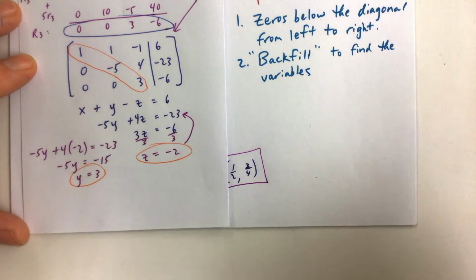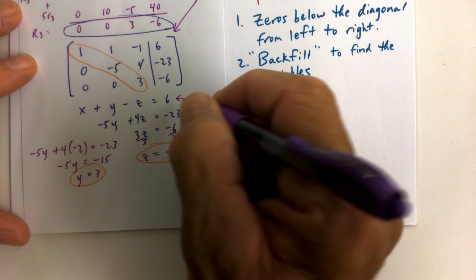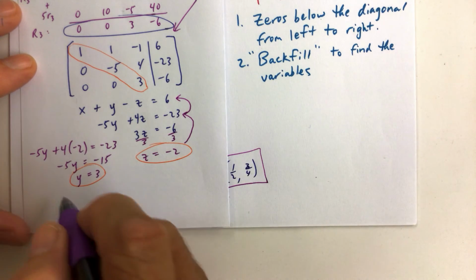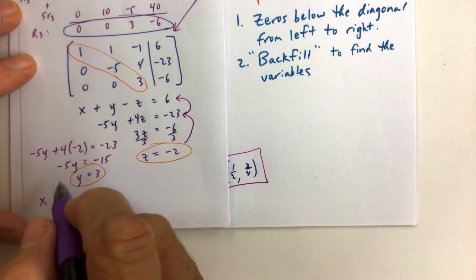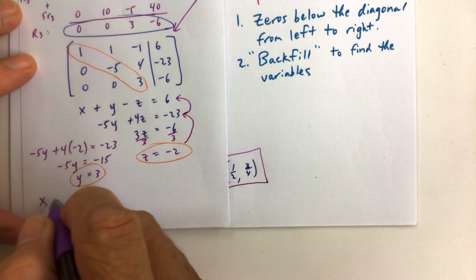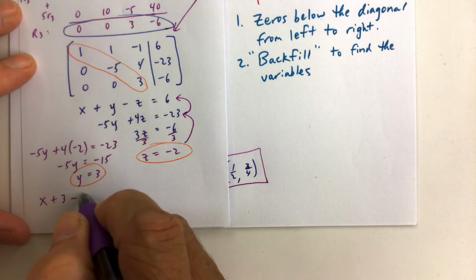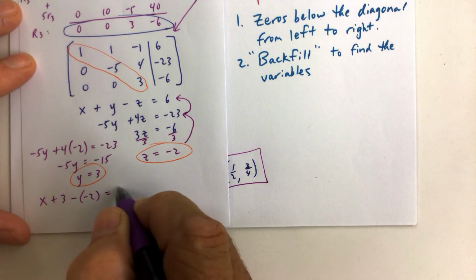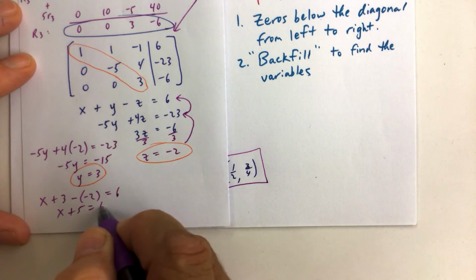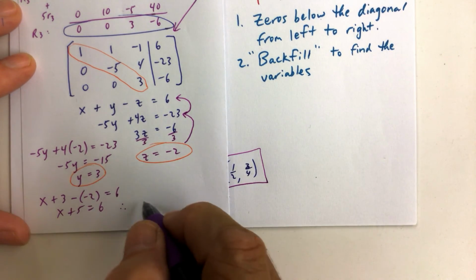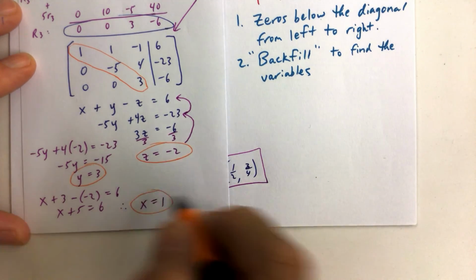Okay, and now again we're backfilling. We're going to go back up to the first equation, and we have the first equation. There's only one unknown variable, that's x, because x plus y, again y is 3, minus z, minus negative 2, is equal to 6. So we have x plus 5 equals 6, therefore x is equal to 1. And we found our x, our y, and our z.